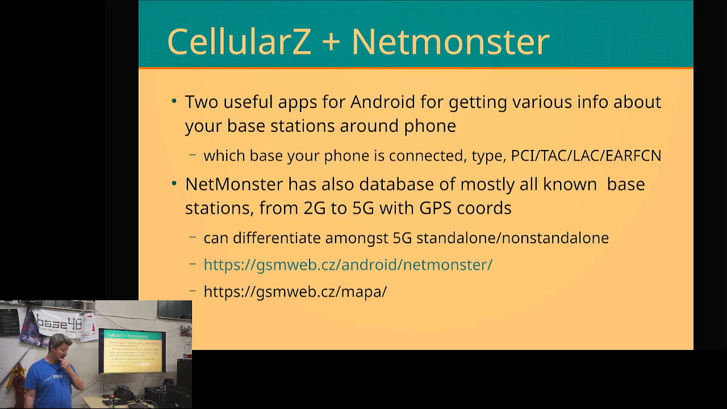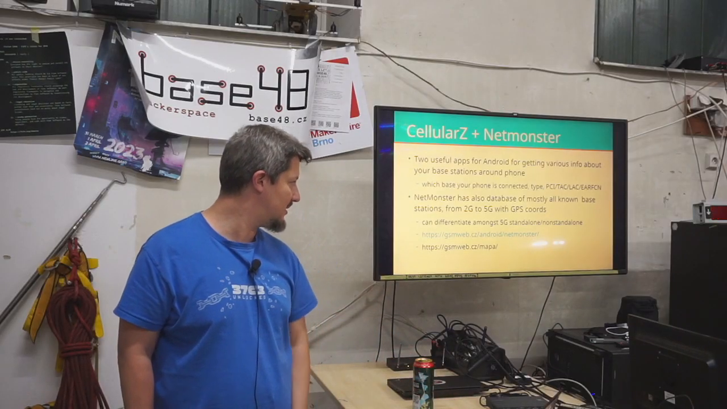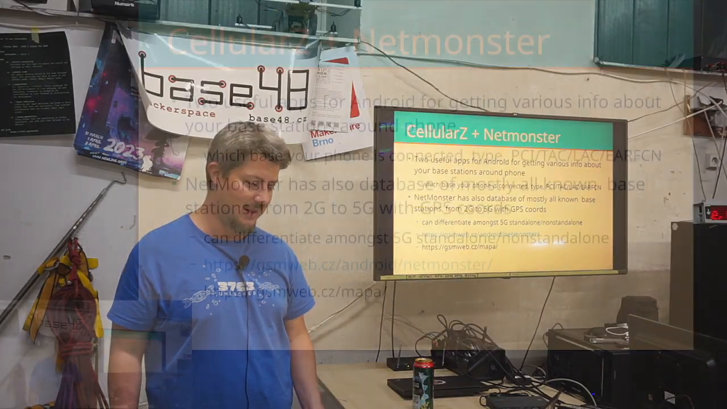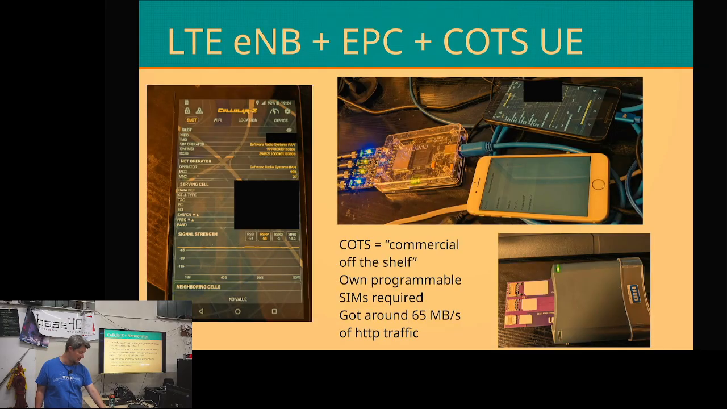Then Monster has a similar function, but it also has the full database of base station coordinates from 2G to 5G. We tried to get it from the phone through root, but there is an address where you can download the full CSV with everything, the locations and all the PCI tasks, the location information and so on.